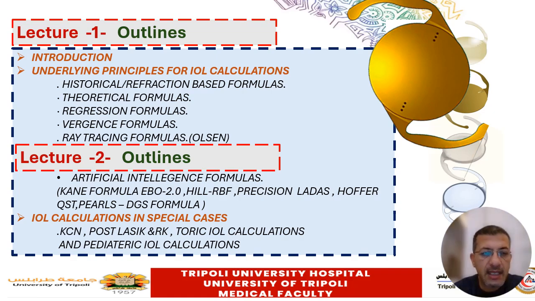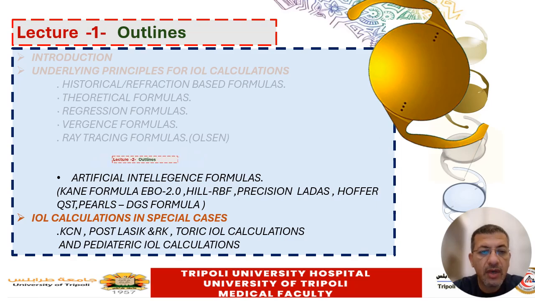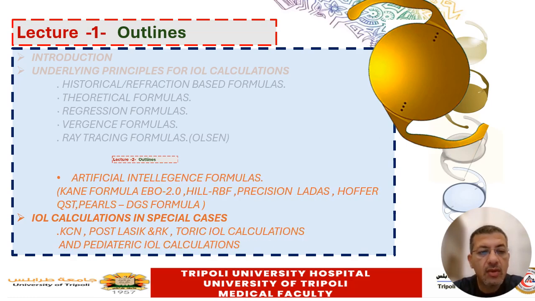Now, in the second lecture, we will discuss the use of artificial intelligence in the calculation of IOL. The common formulae are the Kane formula, the EBO formula, the Hill-RBF, the Precision Ladas, the Hoffer QST, and the Pearl-DGS formula. Also, we will discuss the special cases, as I said: keratoconus, IOL calculation in post-LASIK, PRK and RK, toric IOL calculation, and also pediatric IOL calculations.